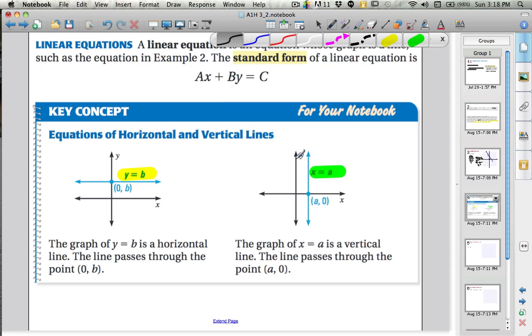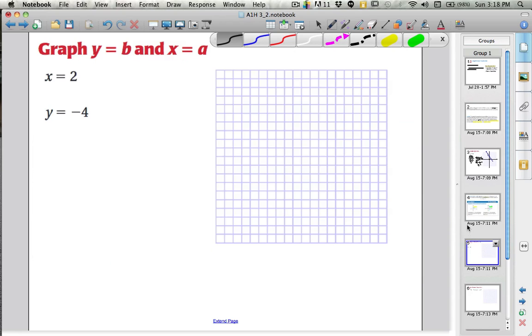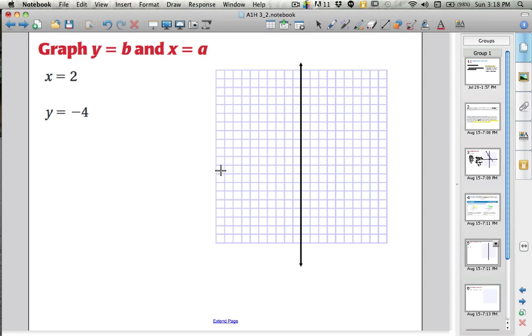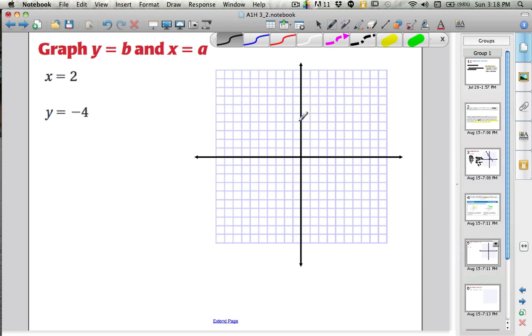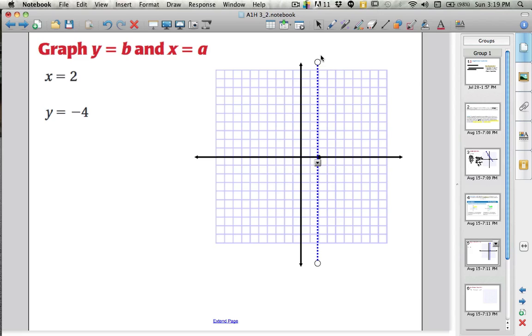It doesn't matter what value of y I have, my x is always the same number. Okay, and that makes a vertical line. So let's take a look at graphing things like that. If I want to graph x is equal to 2, first I'm going to put in my axes. And then x is equal to 2, here's x is 2, and that's going to be a vertical line passing through x is equal to 2. That's what that's going to look like.